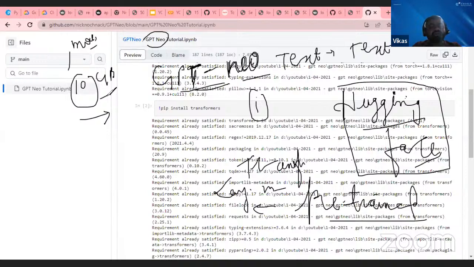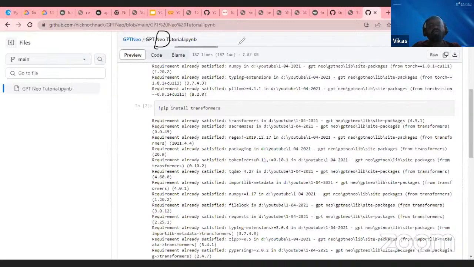Try to understand what this GPT Neo model is. This is a transformer model, a generative pre-trained transformer model, GPT Neo, guys. The GPT Neo model is trained on around 2.7 billion parameters. There is also one more, lighter version available, if you want it.